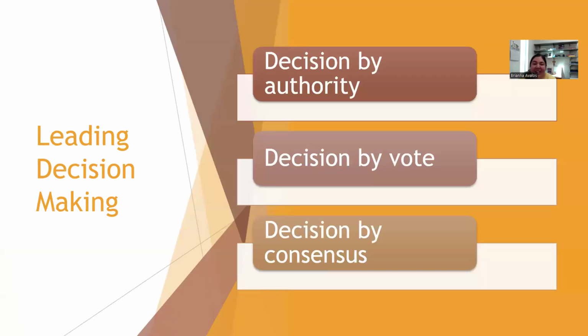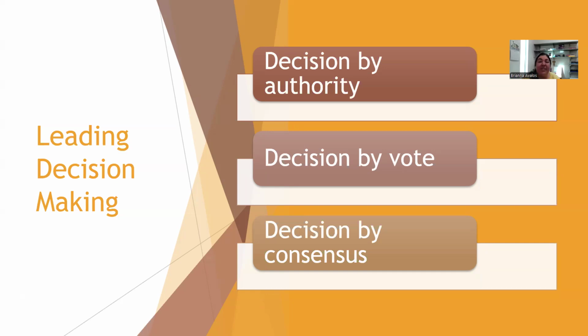So we've got to think about when we're leading decision making. This is the last thing I'll talk to you about today. We have to think, how am I going to make a decision here? And as a leader, there are 3 different ways that you can enact decision making. The first one is decision by authority. This is thinking that an expert or a designated leader is the one that's going to make the decision on behalf of the group.